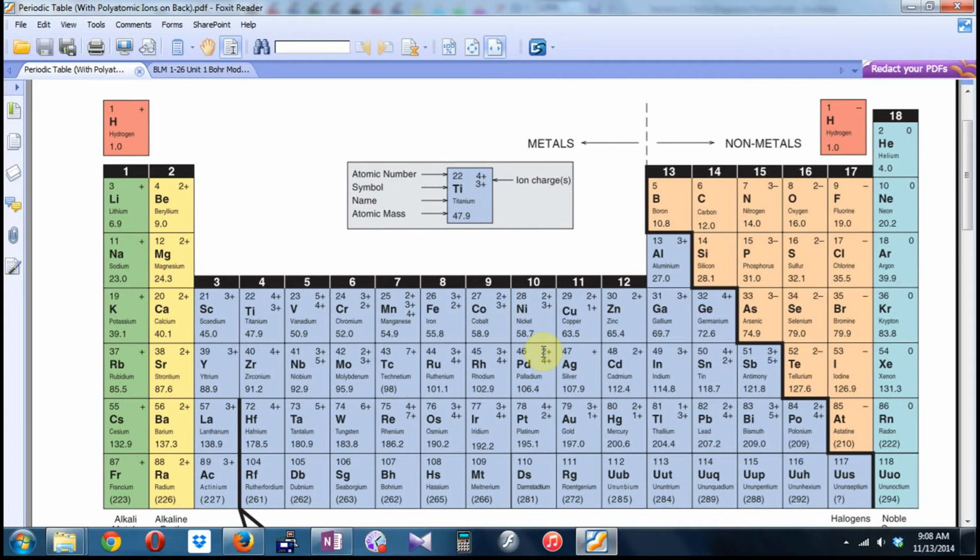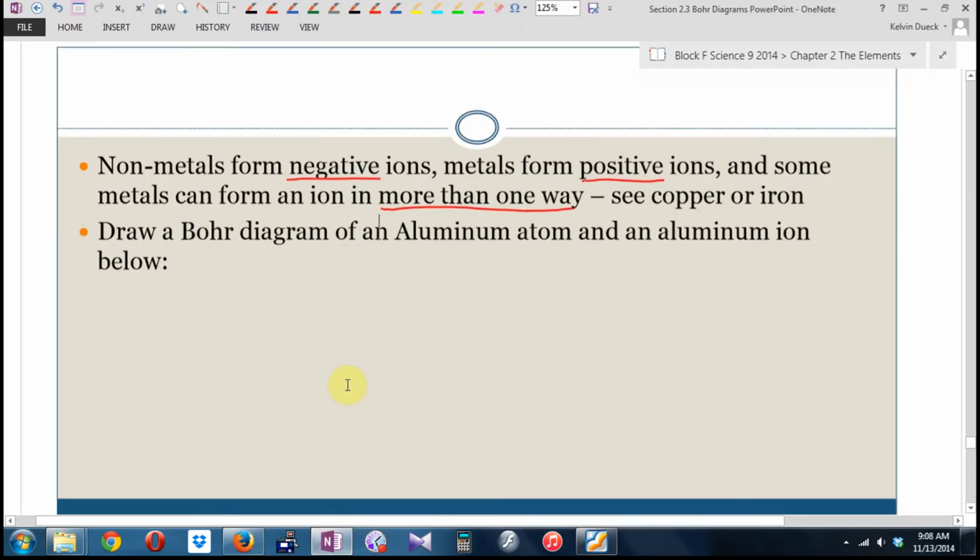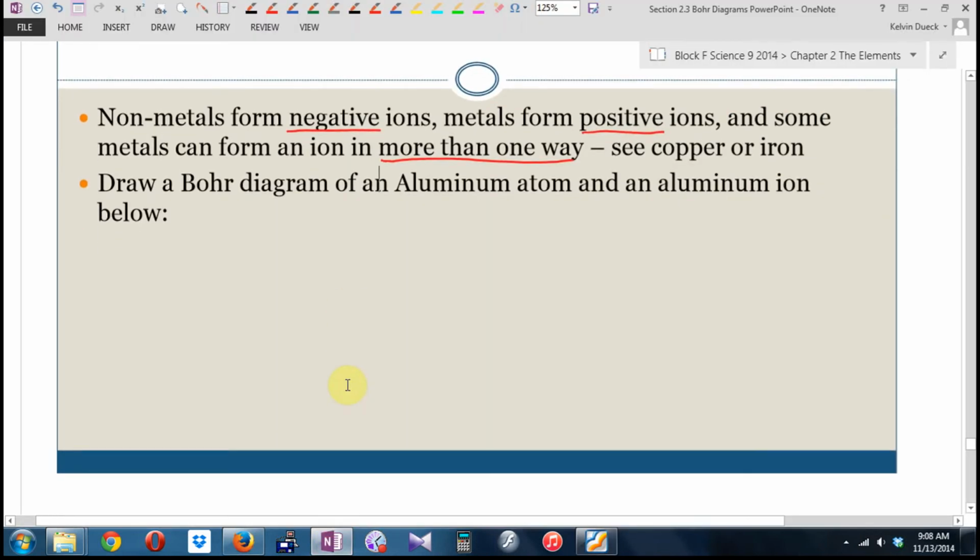Multivalent, it's got 2 numbers. Not multivalent, it's got 1 number. This forms a stable ion by losing 3 electrons. This one, titanium, can become stable by losing 3 electrons or 4 electrons. Why? Don't worry about why, but it can. So, copper and iron are also good examples of ions that can form in more than one way.